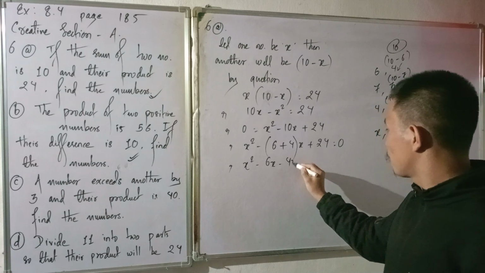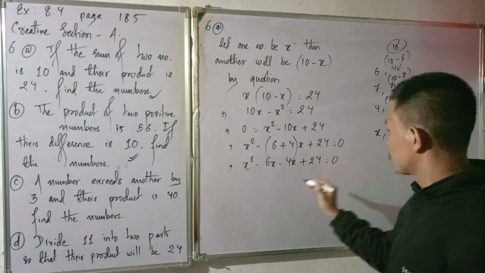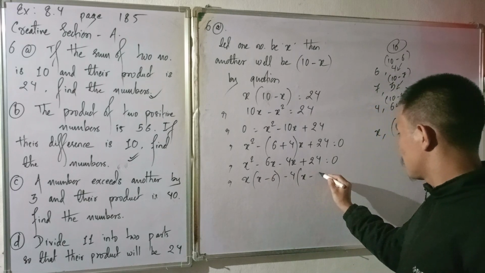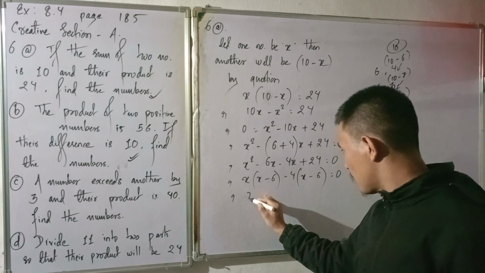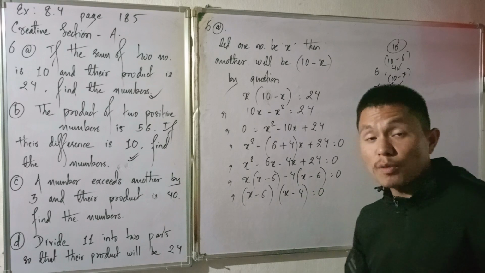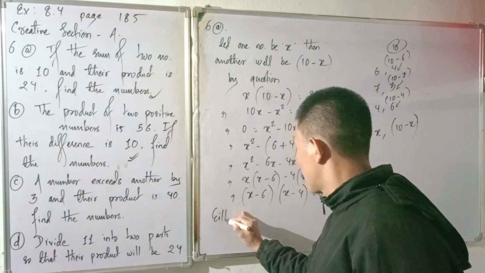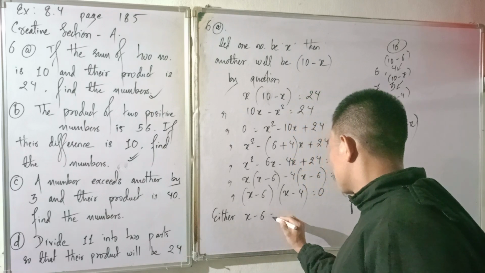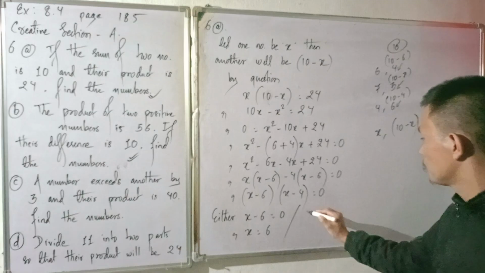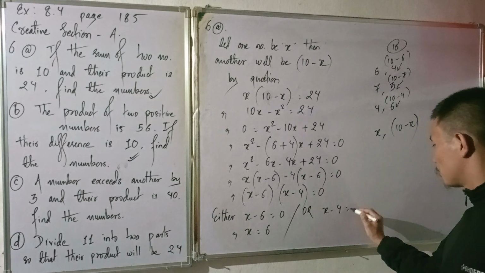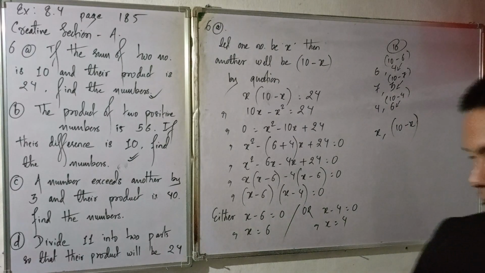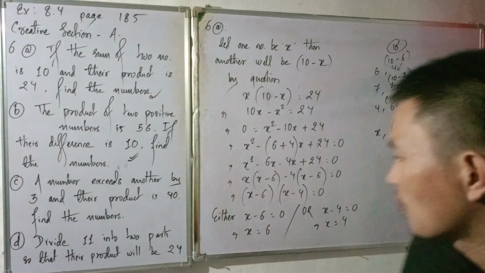Now x squared minus 6x minus 4x plus 24 equals 0. Take x common from the first two terms and minus 4 common from the last two: x(x minus 6) minus 4(x minus 6) equals 0. Or (x minus 6)(x minus 4) equals 0. Now we can do either x minus 6 equals 0, so x equals 6, or x minus 4 equals 0, so x equals 4. So you have two values for x, one is 6 and another is 4.